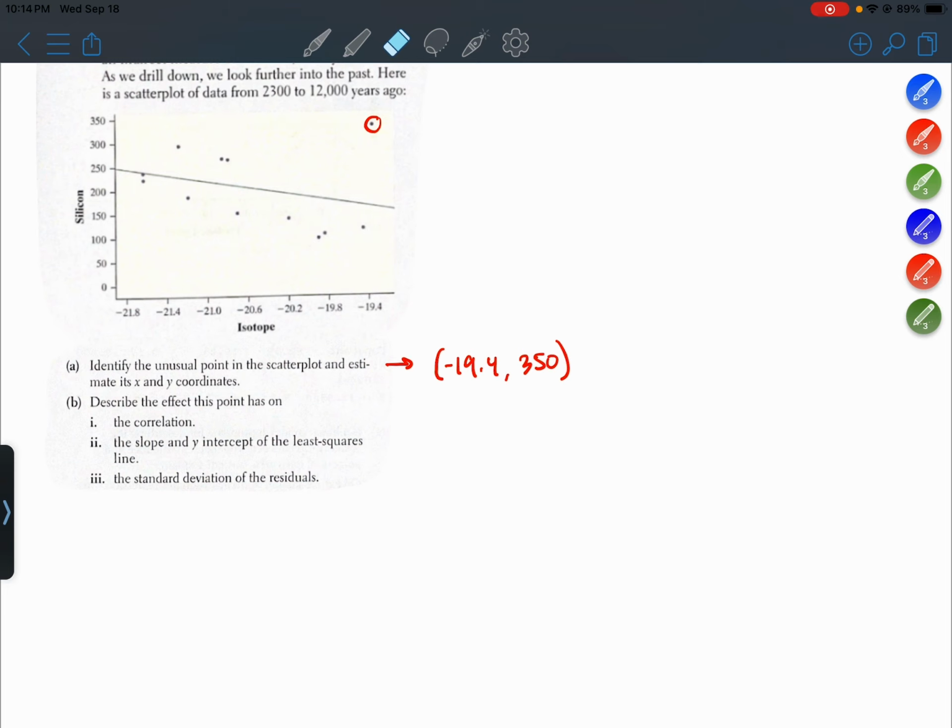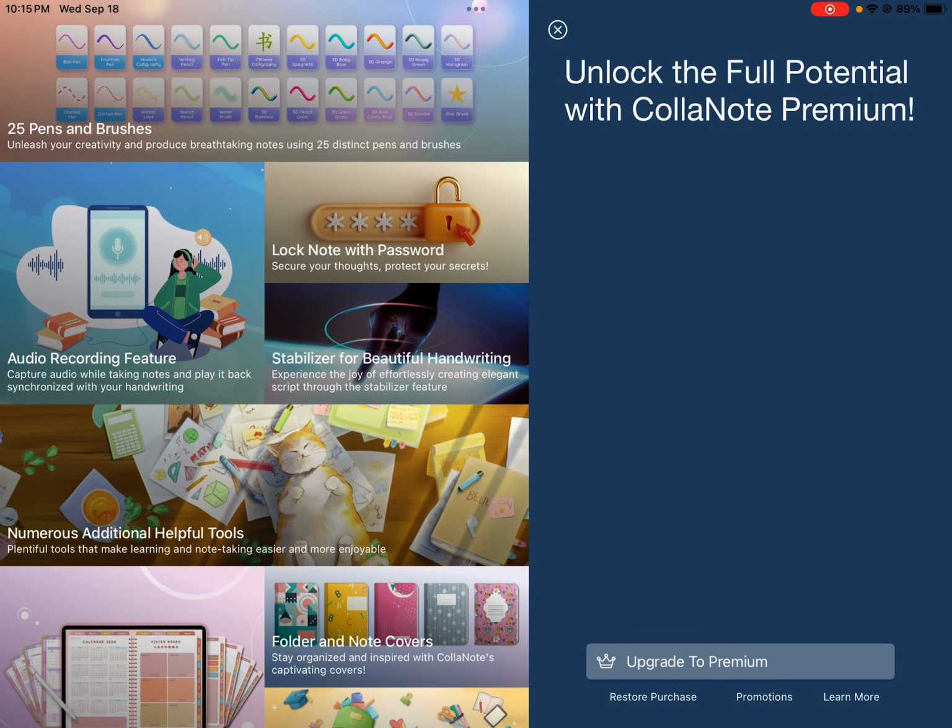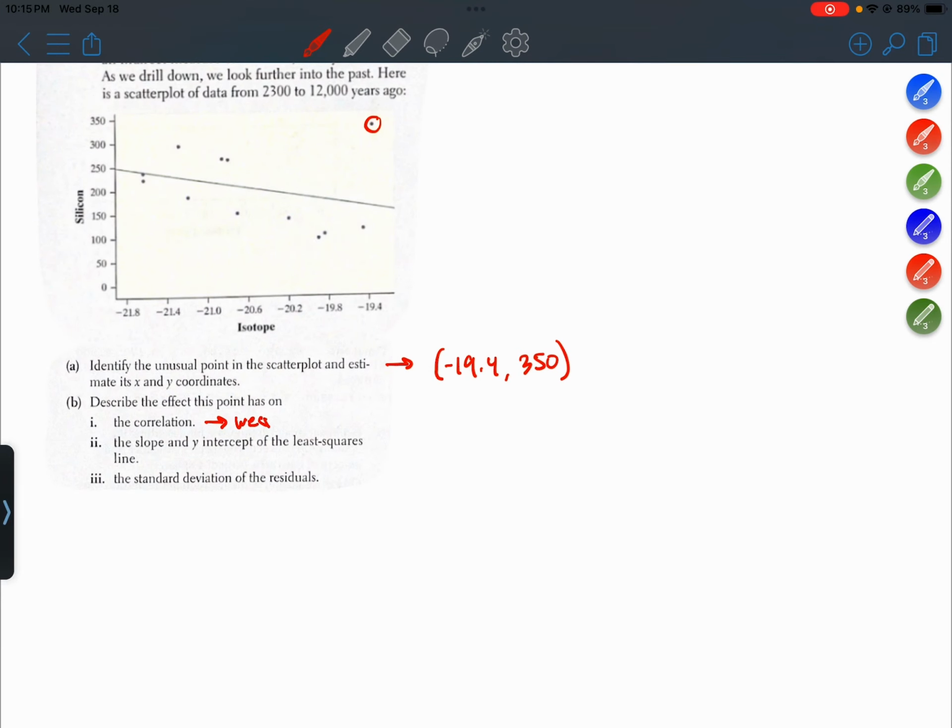All right, part B. Describe the effect this point has on the correlation. Well, it's going to weaken the correlation because that point does not follow the pattern. So it will make the correlation closer to 0. Number 2, what is it going to do to the slope and the y-intercept of the least squares line?